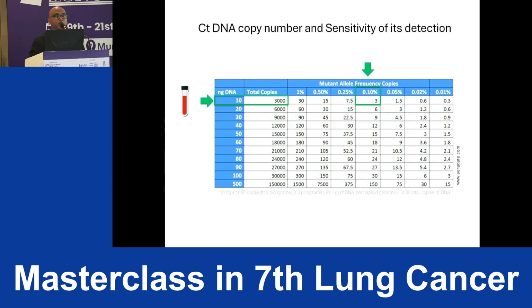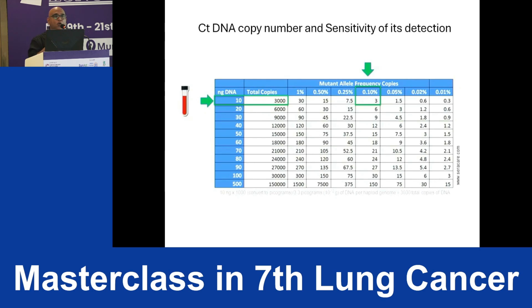Just to take a small mathematics detour, ideally you would be taking about 10 ml of blood. Now 10 ml of blood would correspond to about 10 nanograms of ctDNA, depending on several other factors, but that's an average, an estimate.